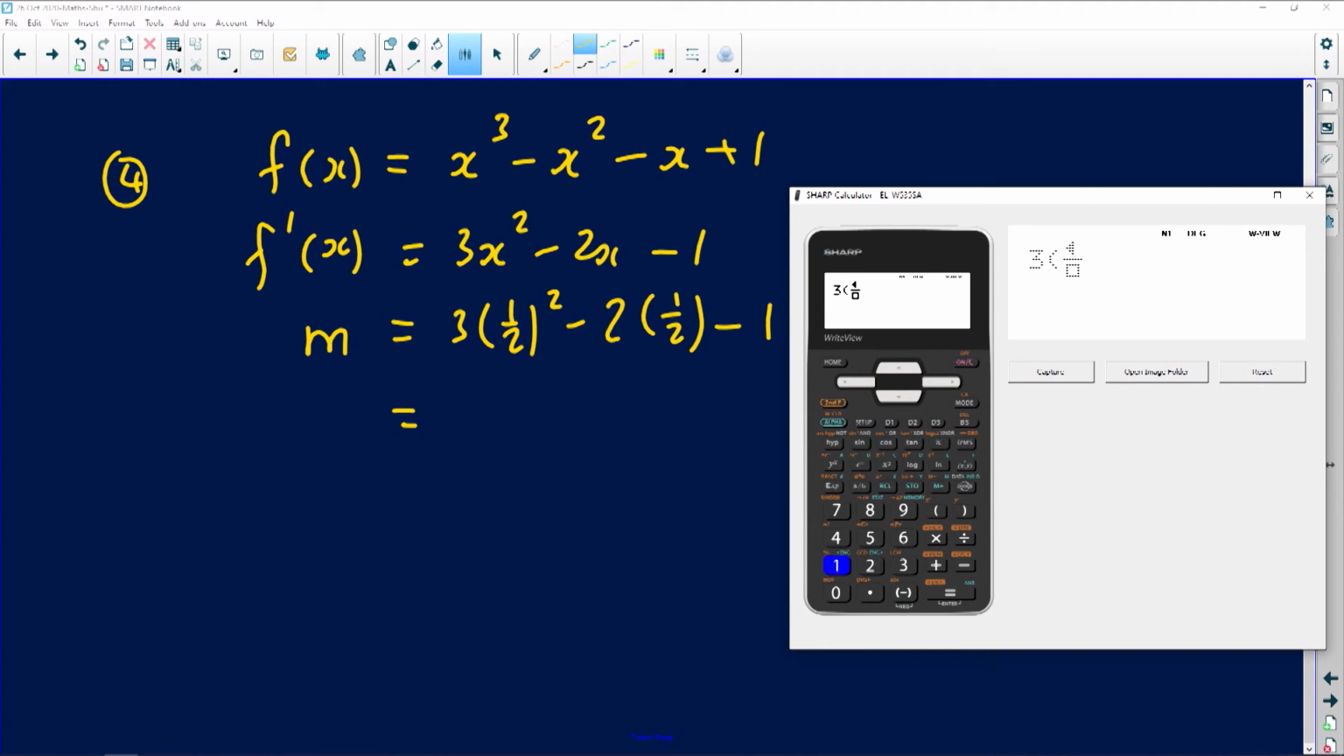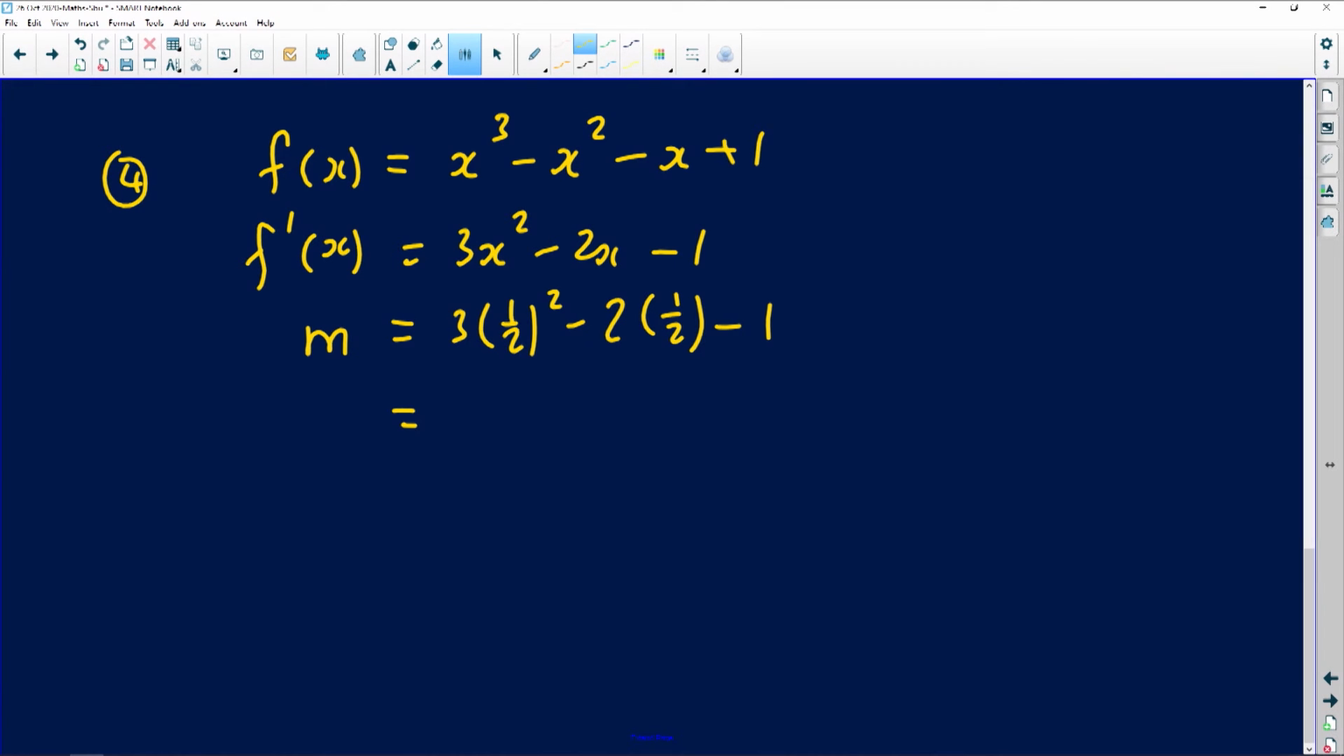So 3 times 1 over 2, okay, we want the gradient when x is a half. That is squared, minus 2 times 1 over 2, and then you close the bracket there. You'll see we're just substituting x of half to find the gradient. And then we need a minus 1 at the end. And this amounts to negative 1 1/4, which is negative 5 over 4. So there's your negative 5 over 4 as your m. And we just found out that the point is half and 3 over 8, so we can just finish this off, and then we've got the equation that you're looking for.